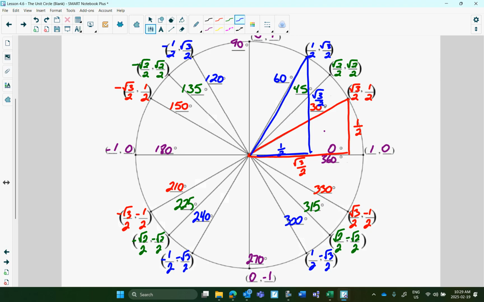So we'll do it with this. Or I ask you the reverse. Okay. The point -√2/2, comma √2/2 corresponds to what angle on the unit circle? 135 degrees. The point 1/2, comma -√3/2 corresponds to what angle on the unit circle? 300 degrees.